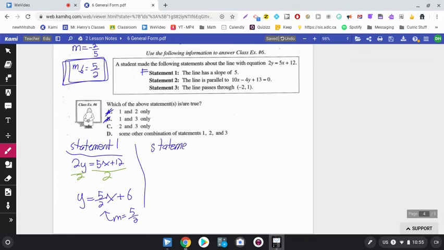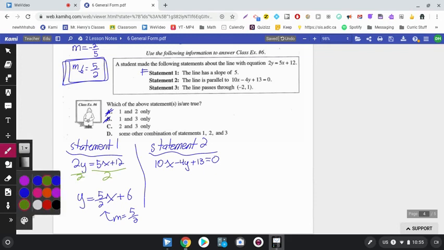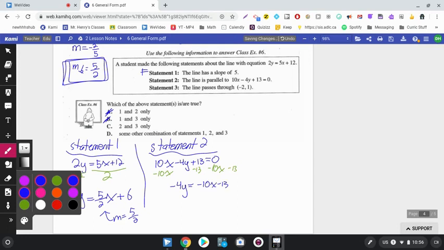Statement 2 says the line is parallel to this one, or in other words, it has the same slope. Well, I know the slope of my line is 5/2. Let's try this new line, 10x minus 4y plus 13, and see if it has a slope of 5/2. So I'd rearrange: minus 10x, minus 10x, and maybe at the same time, minus 13, minus 13. Maybe that's something you start doing if you feel more comfortable. Minus 4y equals negative 10x minus 13. Just doing those two moves at the same time. You don't have to, but it's something you could look at.